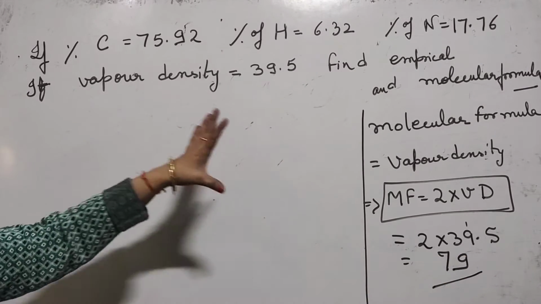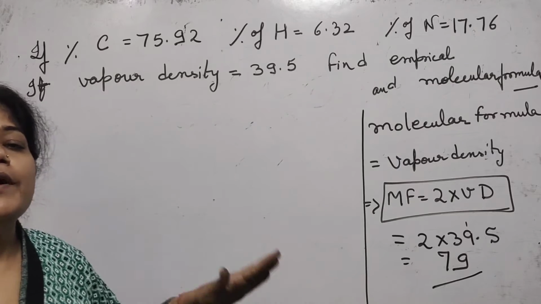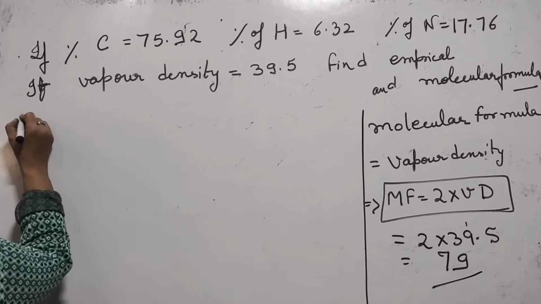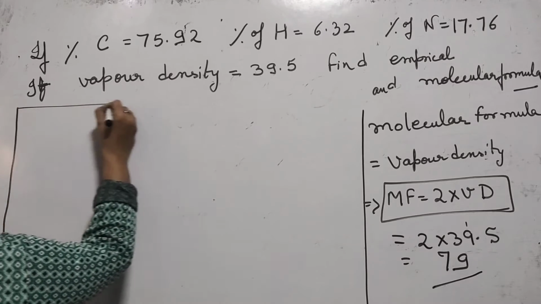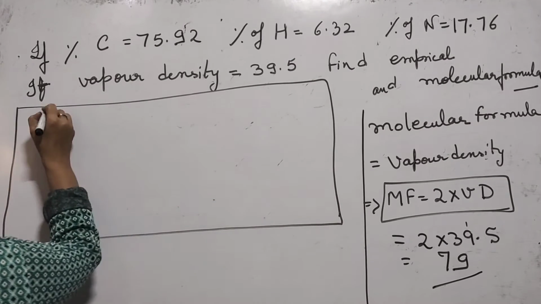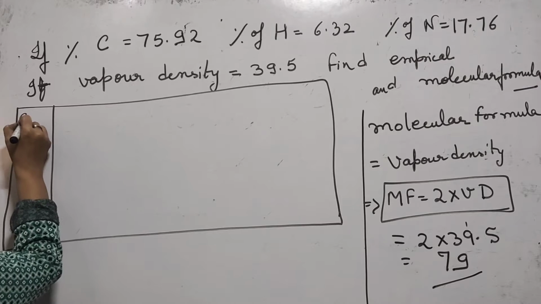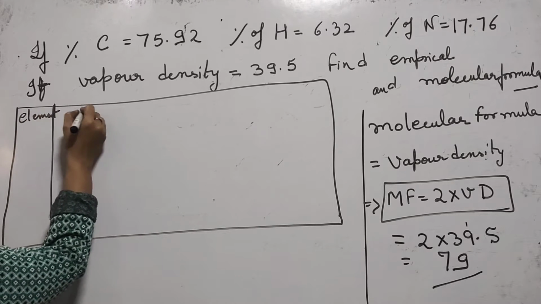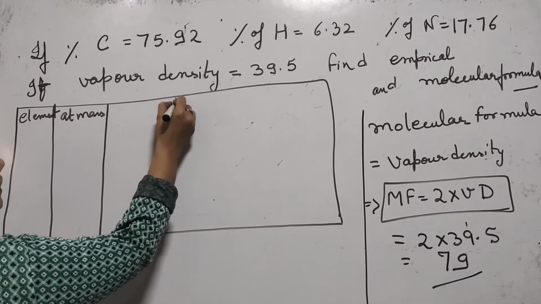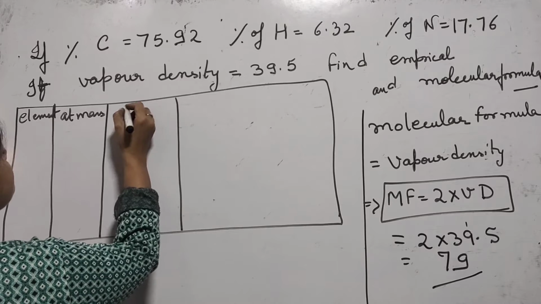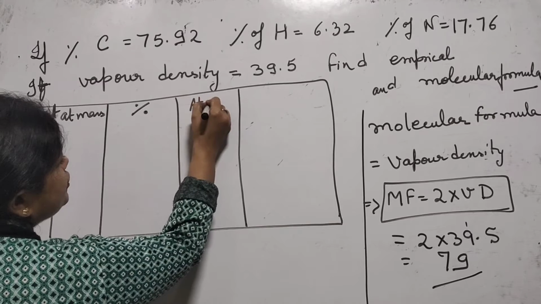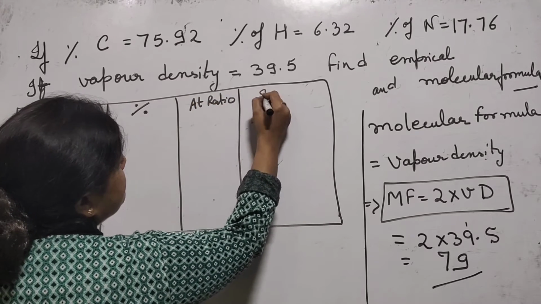Clear? Now I am going to discuss how you will find the empirical formula if the data are given in this way. See on the blackboard, you have to make a table like this, and there are separate columns for that. First column is for the name of the element. Second column for the atomic mass. Third column, percentage composition. Then atomic ratio. Then simplest ratio.